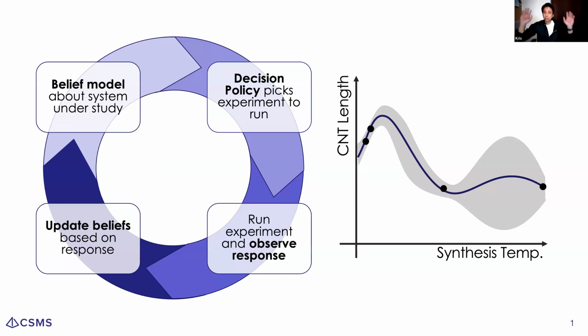Okay, so that's the key ingredient. The belief model, the surrogate model that encodes our estimate of our response and also our uncertainty on that estimate. And then what we do is we take this belief, uncertainties and all, and we feed it inside a decision-making policy. And the decision-making policy is responsible for saying, you should run this experiment.